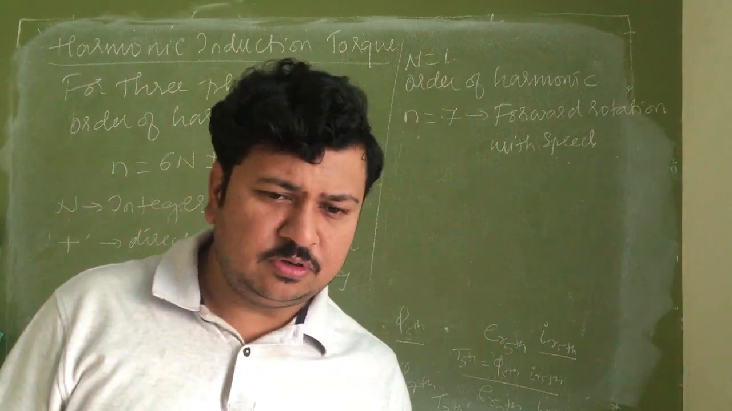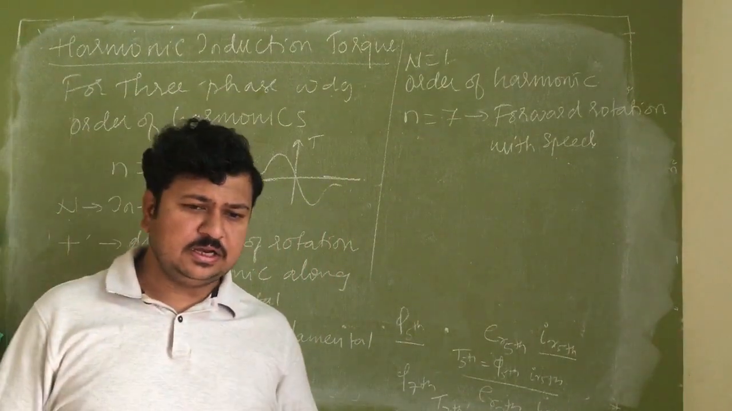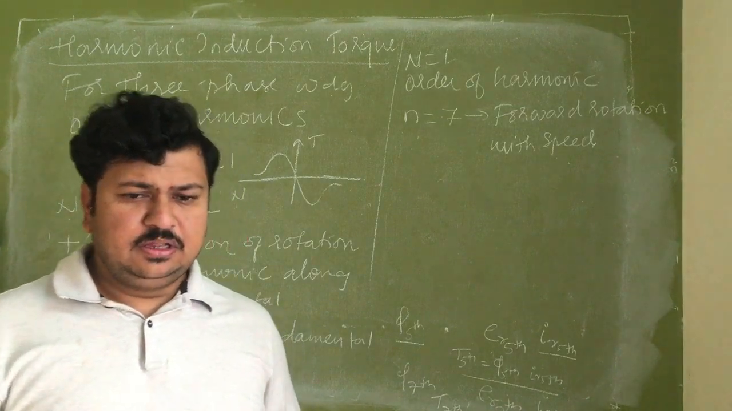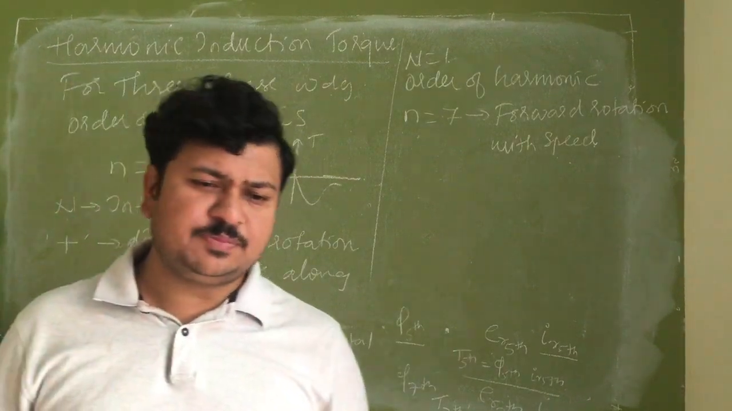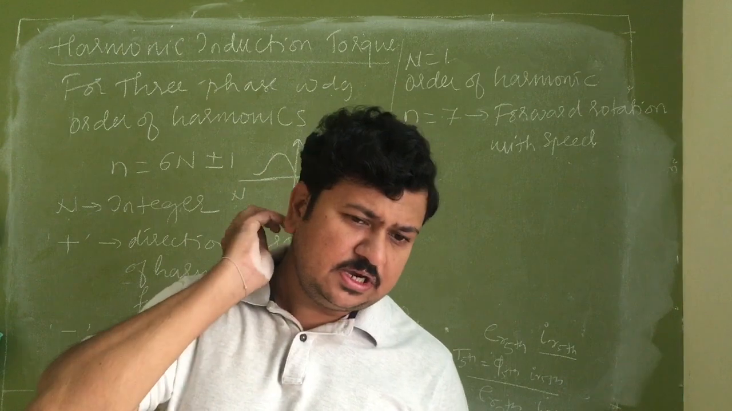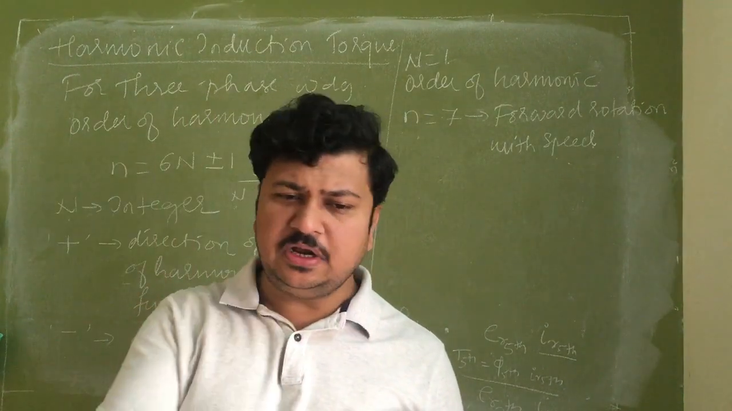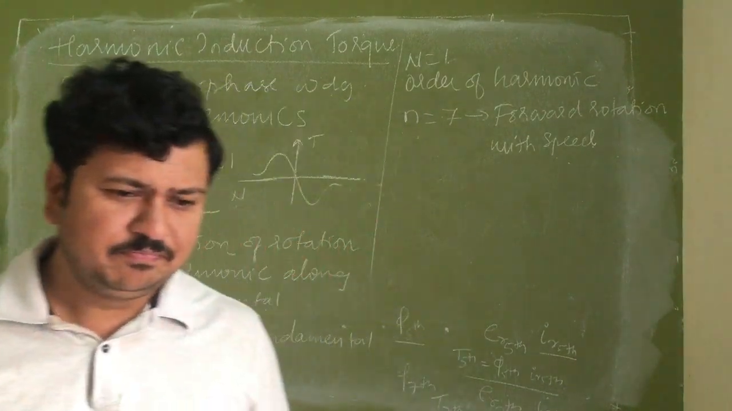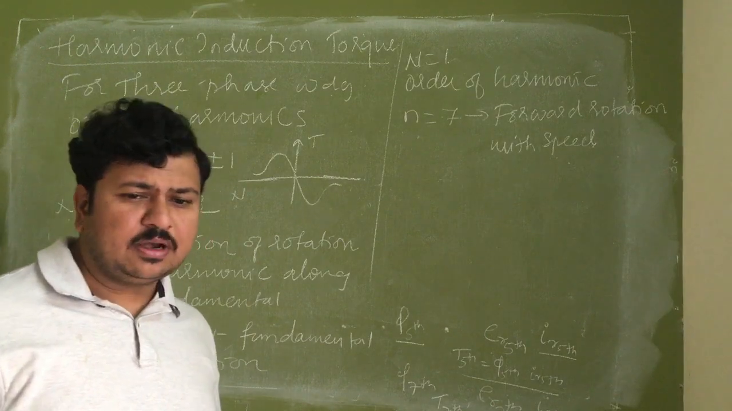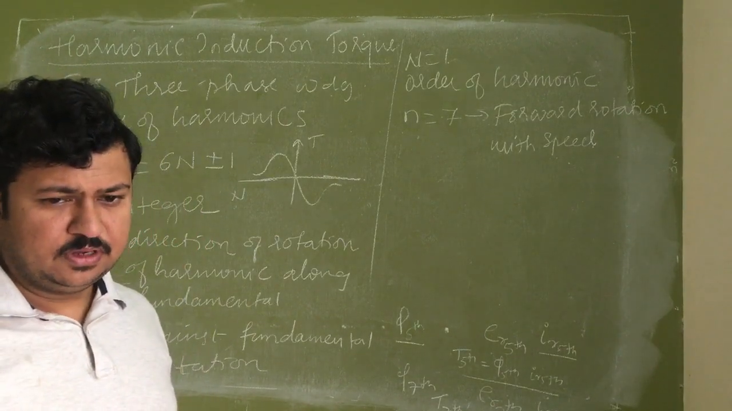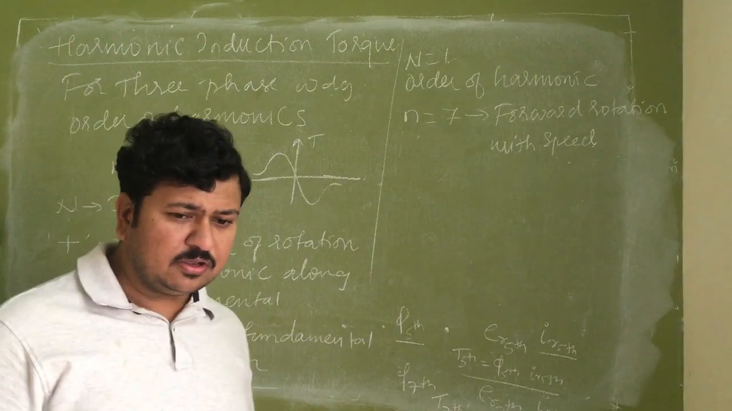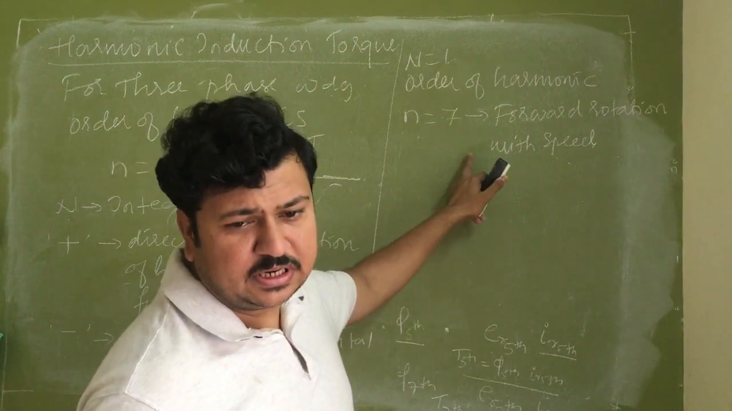See, I supply 3-phase voltage to the stator. It creates 3-phase current. In each phase there is flux produced, and these 3 fluxes interact. I will get a rotating magnetic field in the air gap. The speed of that rotating magnetic field is called synchronous speed. Now, the rotating magnetic field has harmonic components in it.